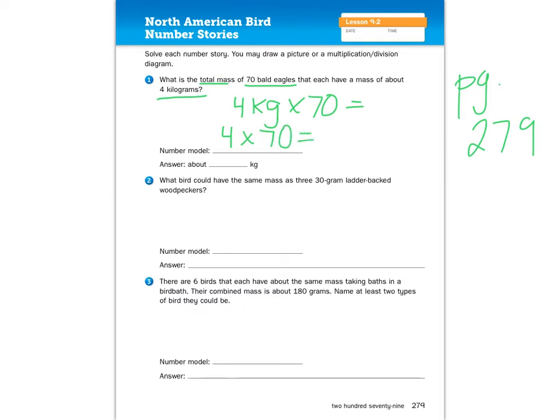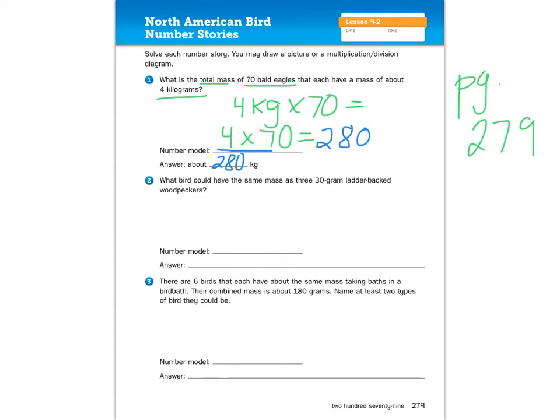Now, do you see a hidden math fact in here that you know? Yes, you do. You know 4 times 7. 4 times 7 is 28. So that means that 4 times 70 would be 280. So our answer, 280. All right, I want you to go ahead and do the underlining in the next one. Push pause while you do that. Try to figure out the number model, and then push play when you're ready to check back in with me.